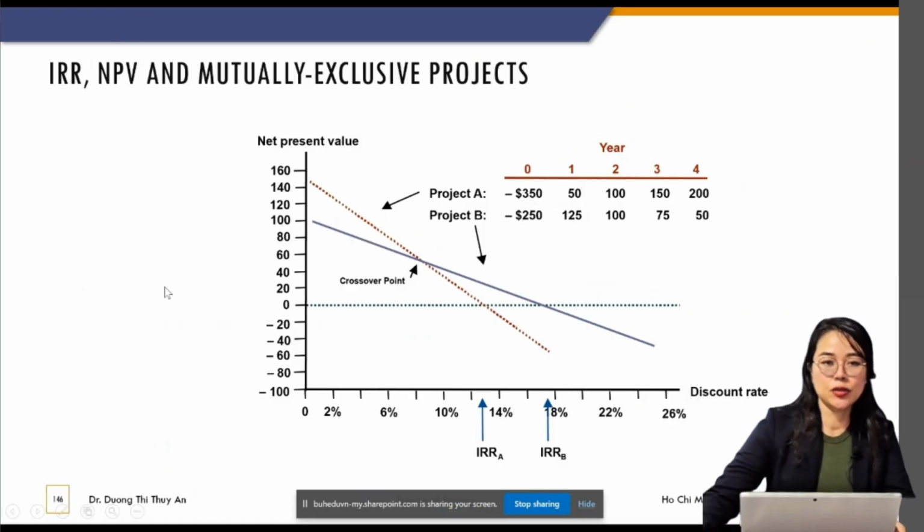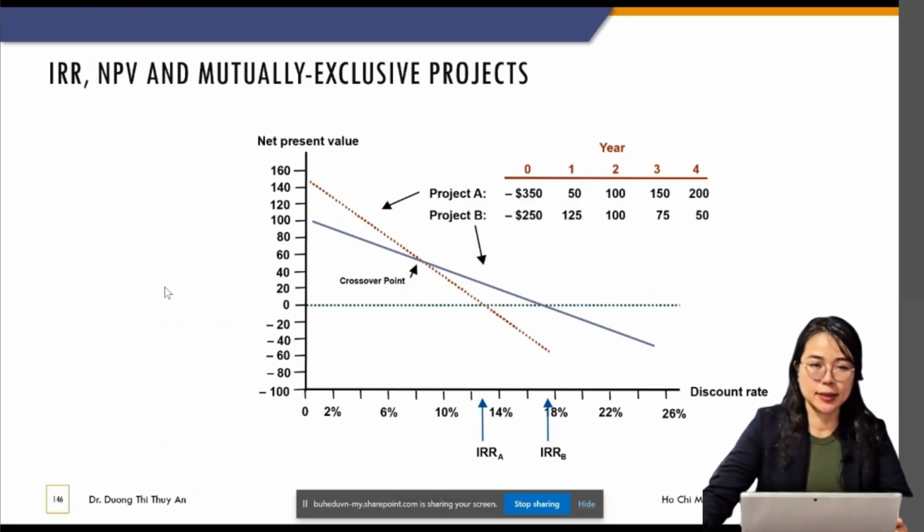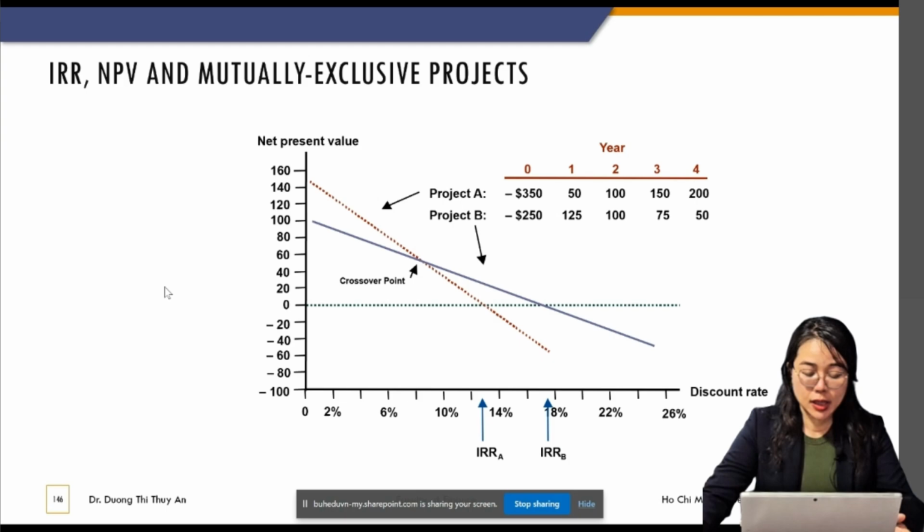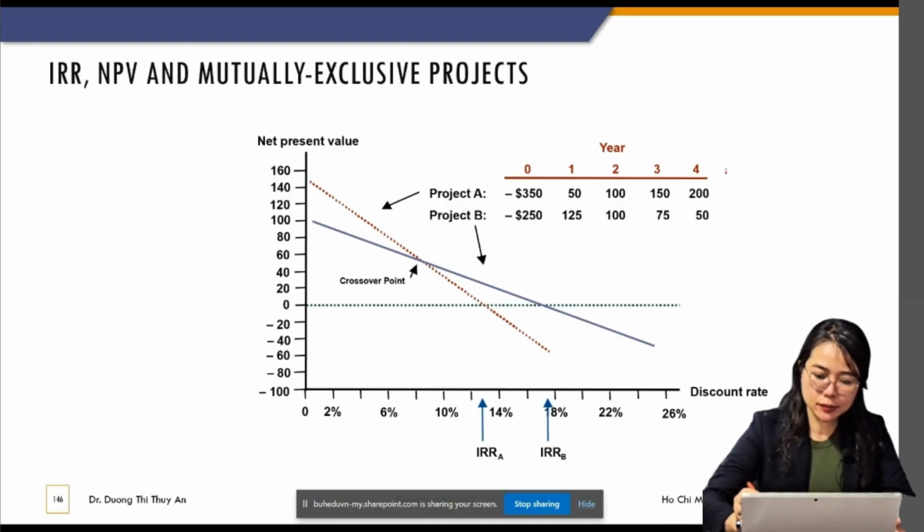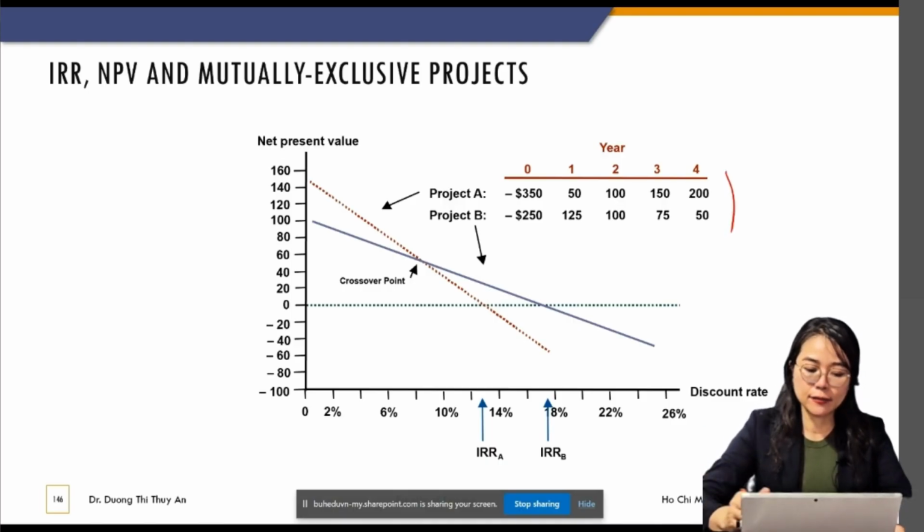Okay, and how about the mutually exclusive projects? I mean, two mutually exclusive projects. Suppose that we have project A and project B with this cash flow. So please calculate the IRR for each project.